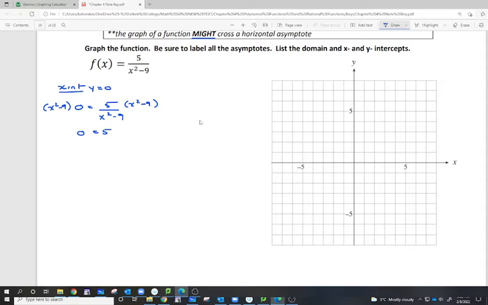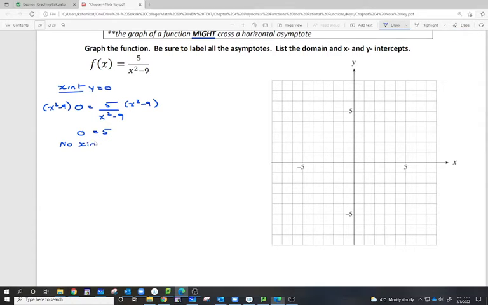This is what we call a contradictory statement. We solved and the x went away. There's no x to solve for, and the equation we're left with is contradictory. It's not true. 0 does not equal 5, which means there is no solution, or there is no x-intercept. Actually, maybe I should just put no x-intercept, because that makes it clearer for this particular graph.